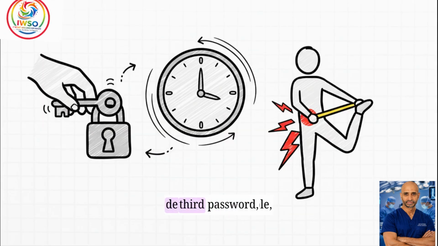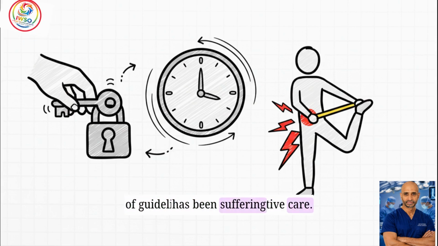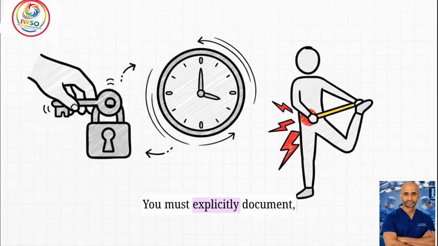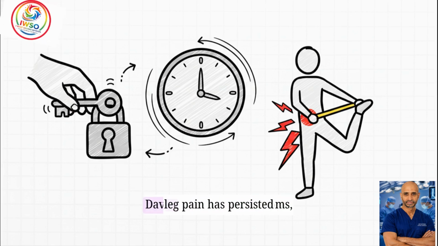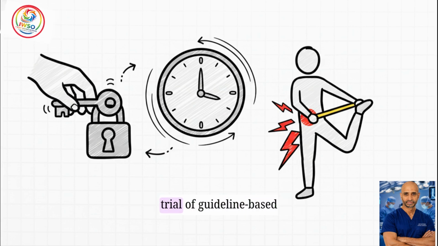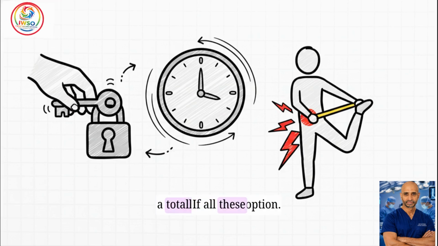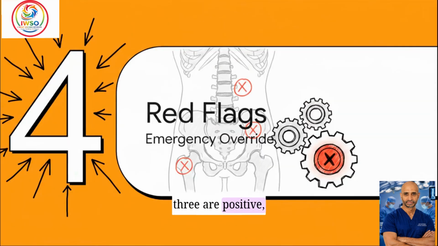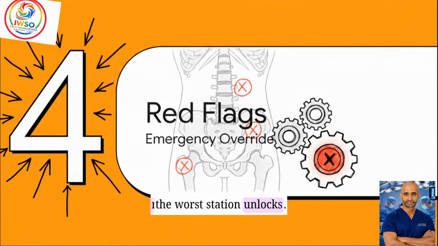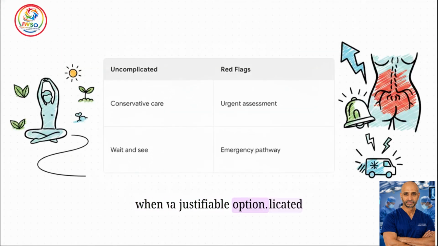And finally, third password, time. Imagine our patient has been suffering for weeks. You must explicitly document that their severe leg pain has persisted despite a reasonable documented trial of guideline-based conservative care. This documentation step is crucial. If all these 3 are positive, then boom, the workstation unlocks and elective discectomy now becomes a justifiable option.